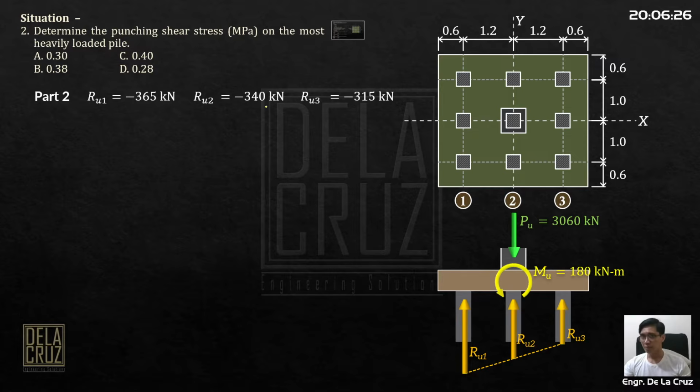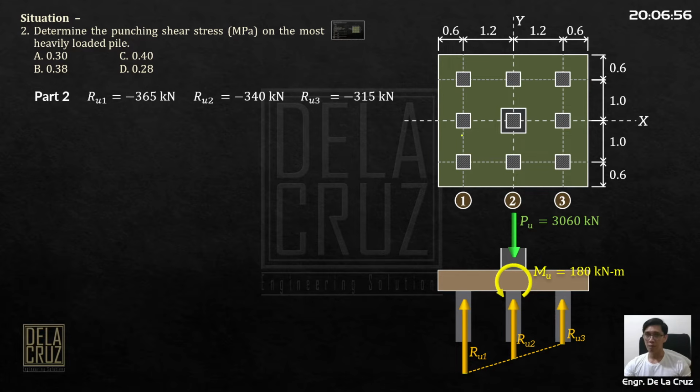Okay? Punching shear stress on the most heavily loaded pile. So, hindi punching shear stress sa column yung tinatanong. Most heavily loaded pile. Obviously, yung heavily loaded pile natin is itong column 1 of the pile. Kasi RU1 yung ating reaction, which is 365. Pinakamalaki. So, it's either of these three. No? Kahit saan sa tatlo, the same reaction naman sila.